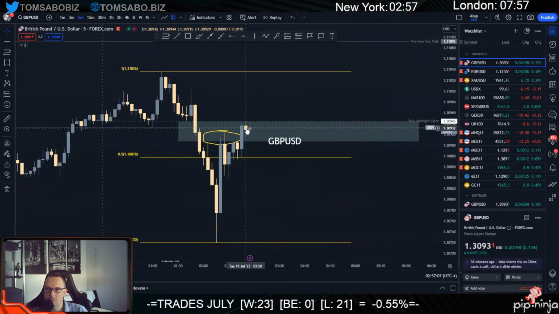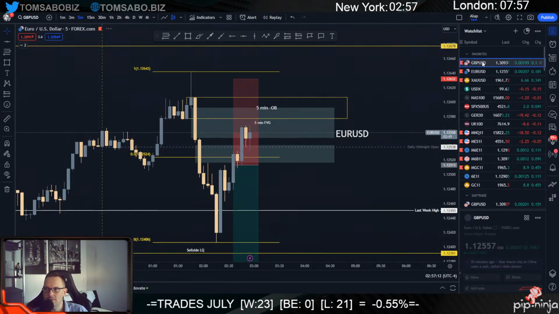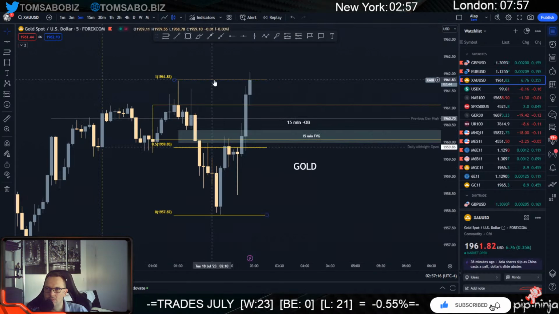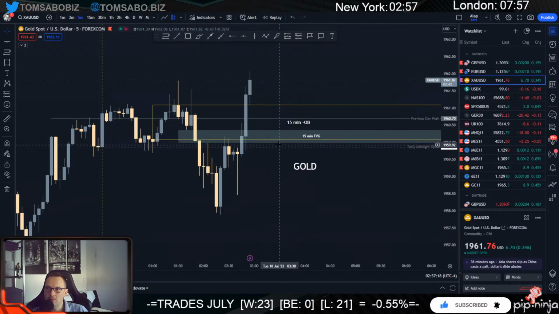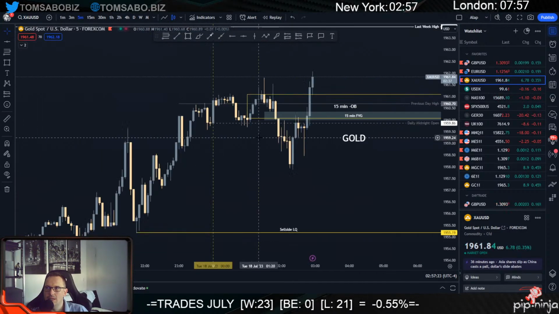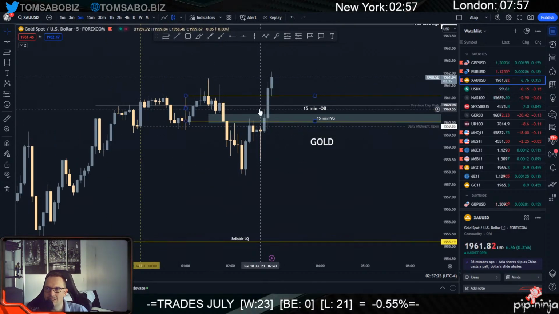The pound, look at that. The pound is still looking good. Just saying, pound is still looking very nice for the short, if you guys want to go short here. Now the 15-minute order block and the FVG gave up on gold. And I think it's gonna go for last week's high.